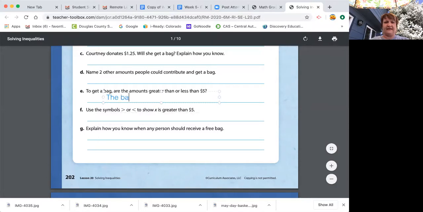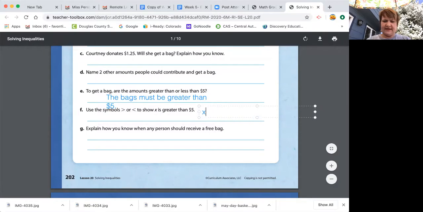The bags must be greater than $5. There we go. And then use the symbol greater than or less than to show that X is greater than $5. Okay, so let's see here. Well, then we have to write X has to be what?